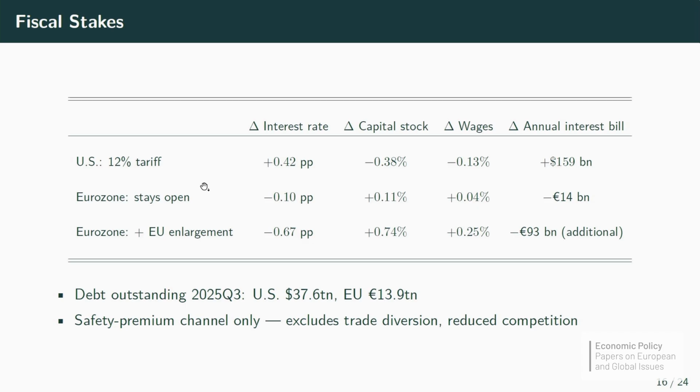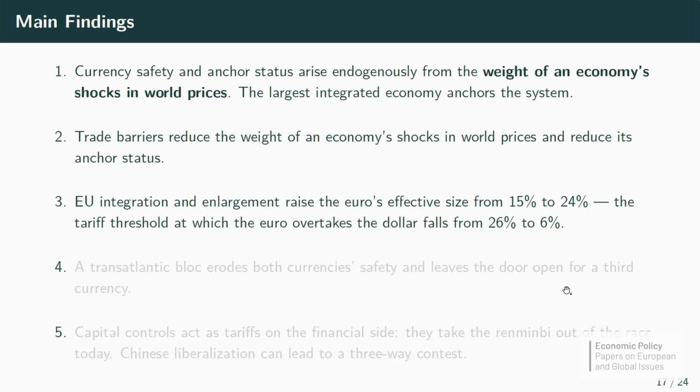For the Eurozone, as long as it stays open, it's benefiting a little from the fact that the dollar is less attractive, and so countries are going to want to invest more in the Eurozone, and that lowers interest rates a little bit. That also lowers annual interest bills by a small amount. But if the Eurozone can enlarge and potentially take over the anchor currency status, that's going to lower the interest bill even more, up to 100 billion euros per year. This is coming from the safety premium channel that we've talked about, and so we think these effects are quite large.